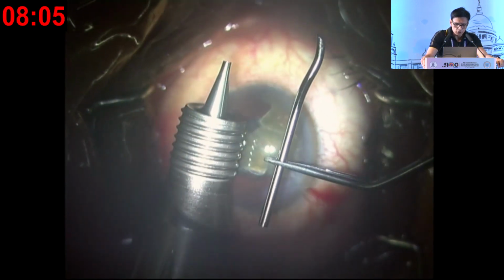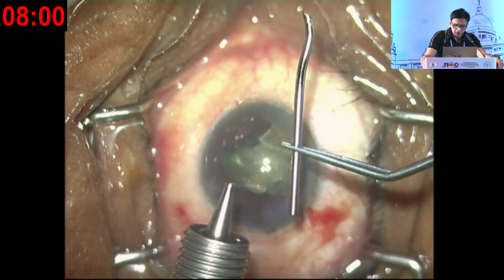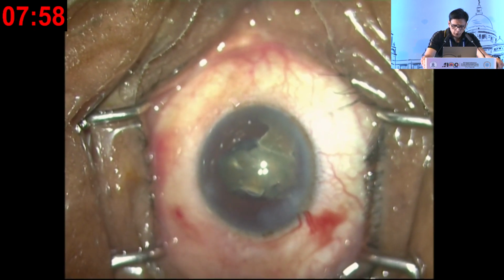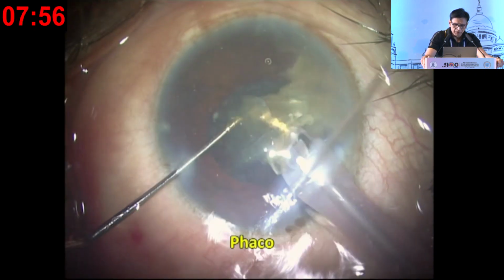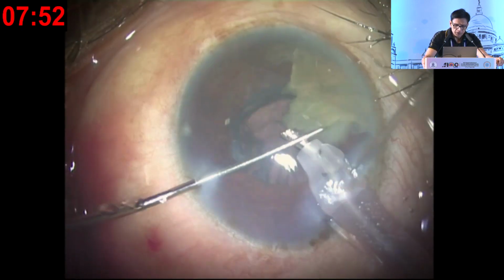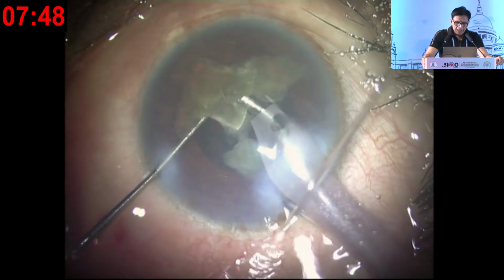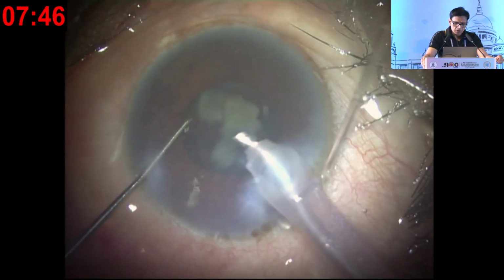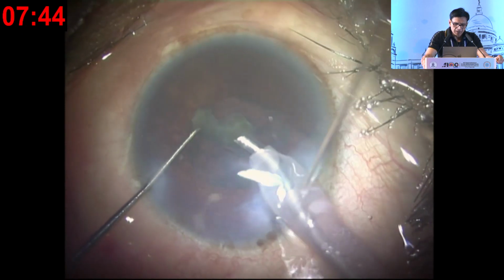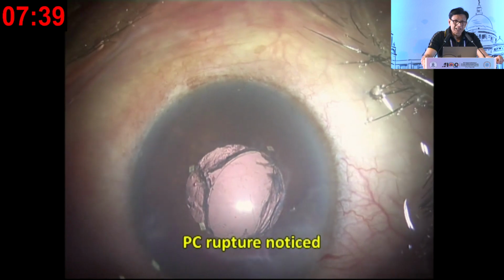I had never seen this complication before, to be honest. I've seen phaco tips breaking, but here this whole thing had broken off. Now I didn't know what to do, because I was scared whether the trauma or something has happened and created a rent. I'm not so sure. So I thought, let me go in and finish my phacoemulsification. I'm removing my nucleus there, and you can see there the fragments removed. But at this stage, I'm noticing there is a PC rupture.